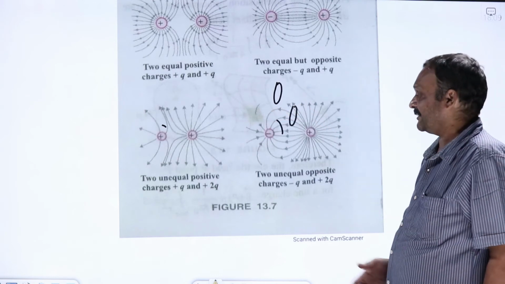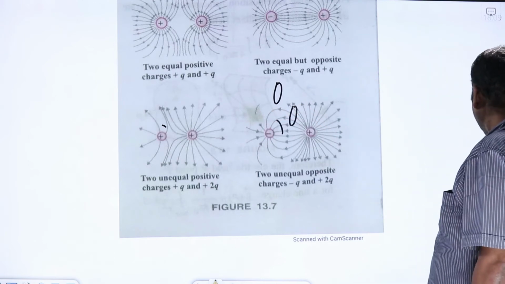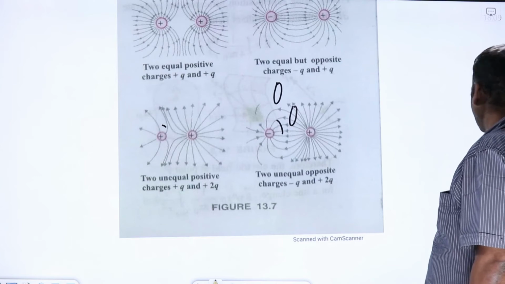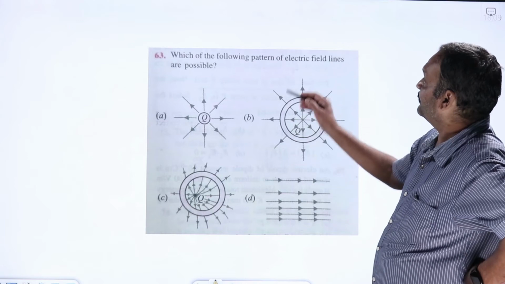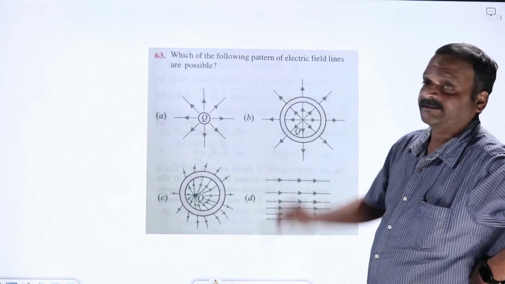Positive charge to negative charge. Okay, this is one picture. Second one. Now this is another question given. Which of the following patterns of electric field lines are possible?